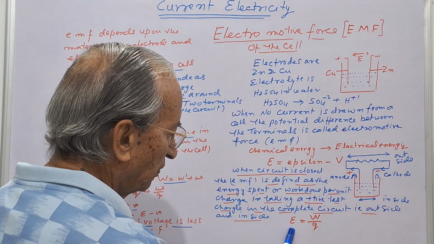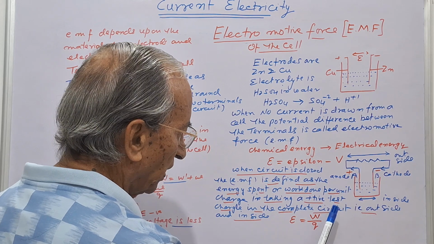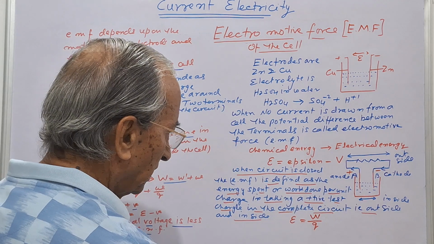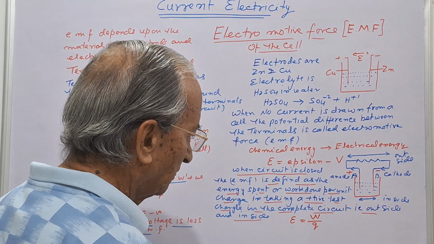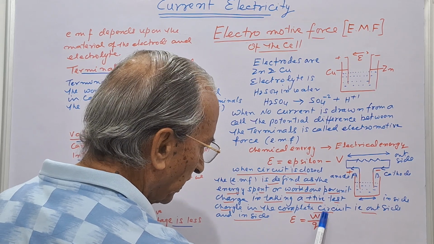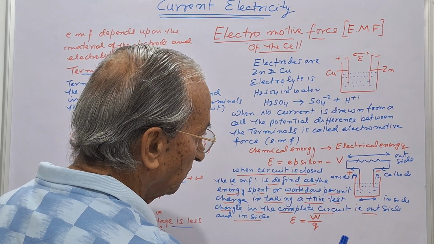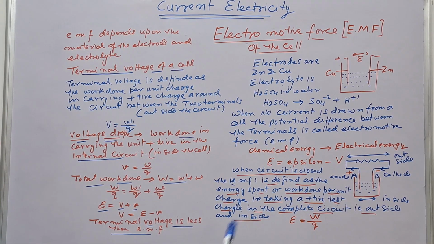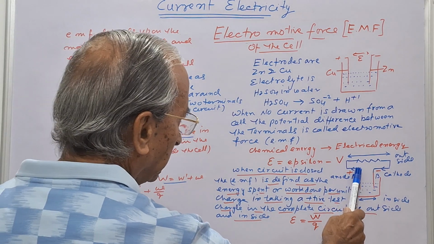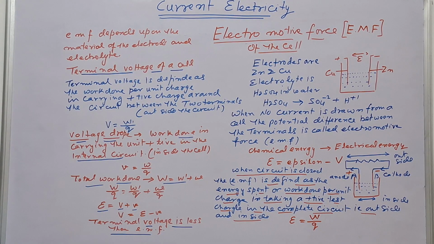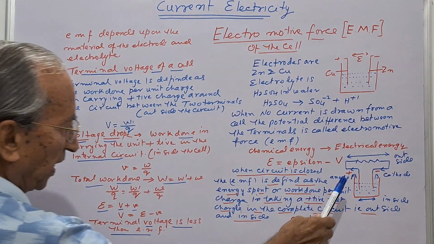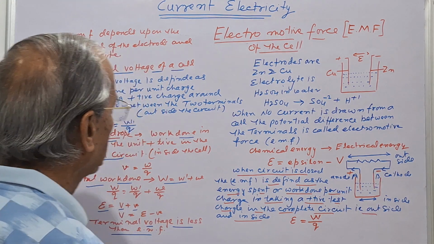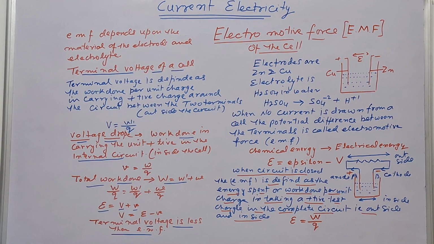So for this EMF, capital W is the total work done in moving charge Q. This work done is the total work done in carrying the charge outside the circuit and inside the circuit. It is a very important thing. Now in the case of the outside circuit, the difference between the two terminals, when we take the outside circuit only, is known as the terminal voltage of a cell.